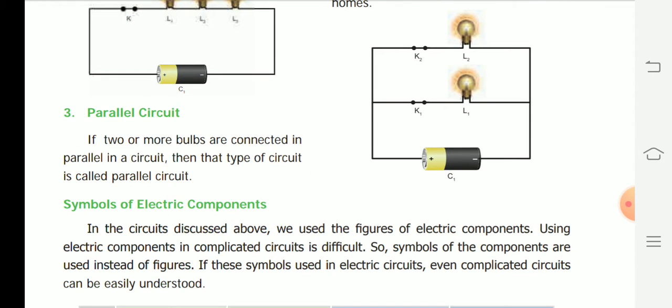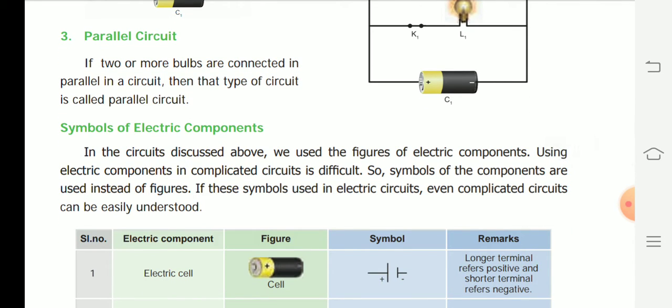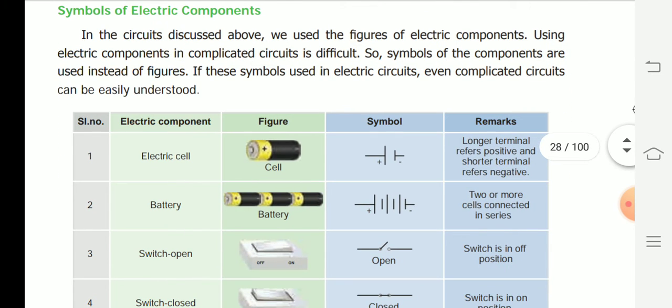Then next, symbols of electric components. In the circuits discussed above, we used the figures of electric components. Using figures of electric components in a complicated circuit is difficult. So, symbols of the components are used instead of figures. If these symbols are used in an electric circuit, even complicated circuits can be easily understood. Okay. Now they give us the symbols of the electric components. Now we see the electric component, figure, symbol and remarks.